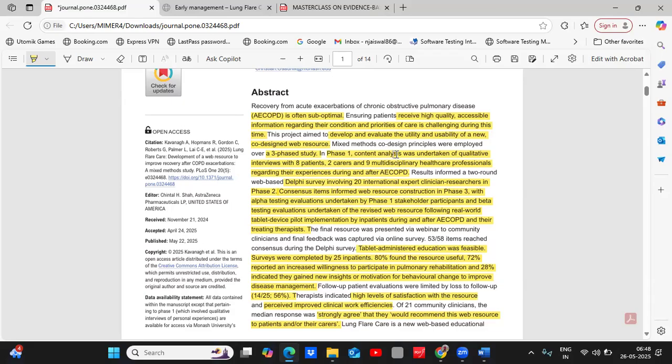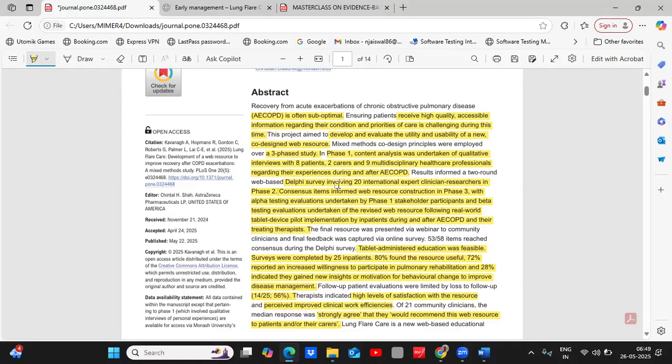Okay, so the first phase was the content analysis phase, where interviews were undertaken with 8 patients, 2 caregivers, and 9 multidisciplinary healthcare professionals regarding their experience during and after acute exacerbation of COPD. The results of these interviews were then shared with 20 international experts, and a Delphi survey was done. So what is the Delphi method? You interact with the experts and implement the changes or suggestions given by the international experts, or the experts in that particular field.